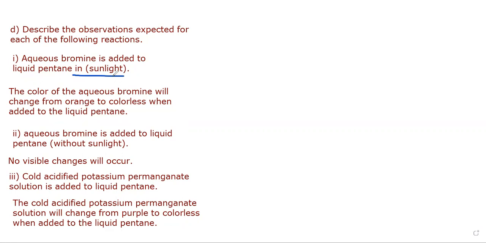If you remember, in free radical substitution, when you react an alkane with a halogen, the condition is UV light. Sunlight is a source of UV light, hence they put sunlight. In part 2 now, it says aqueous bromine is added to liquid pentane without UV light. If UV light is not there, no reaction will take place. So you put no visible color changes will occur. No sunlight, no reaction, so you will not see any changes occurring.